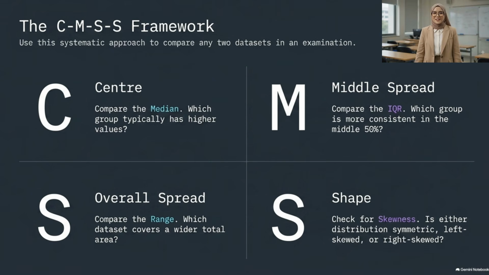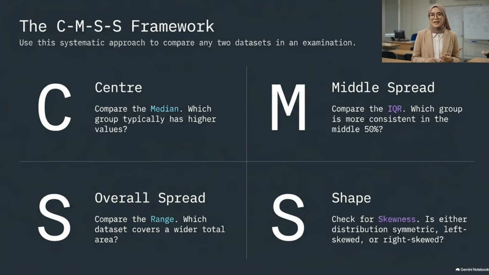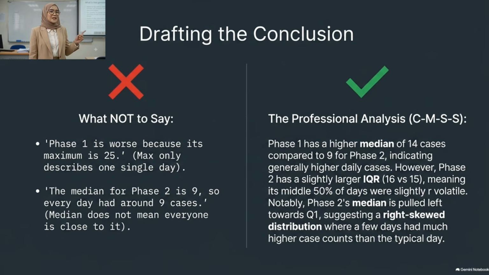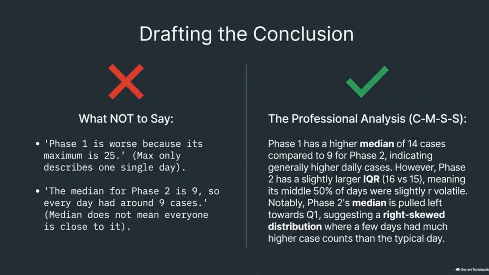One tip for you all: use the CMSS framework: center, middle spread, overall spread, and shape. This helps you compare any two datasets systematically. How do you write your conclusion? Please take note of what not to say, as shown in this slide. When applying the CMSS framework, you will be explaining the conclusion in detail and correctly.